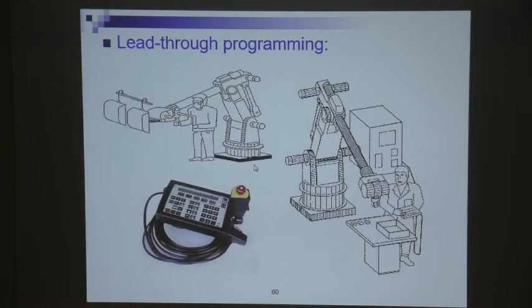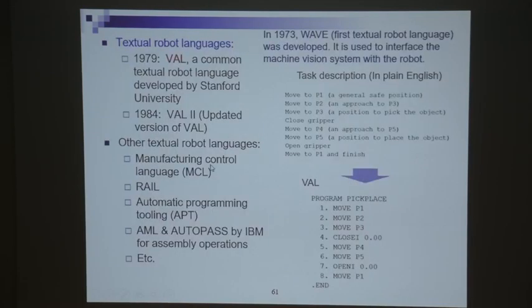So this is an example. This is a teaching pendant, and then this is a read-through. This is a manual read-through. So with the teaching pendant, the operator is using a teaching pendant to program this robot. This is a physical read-through.